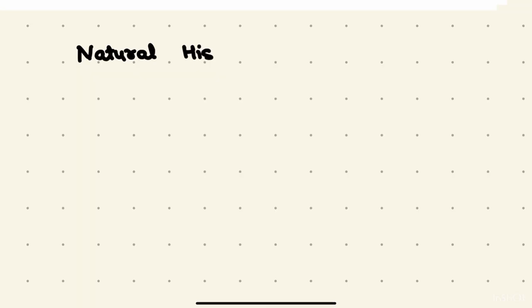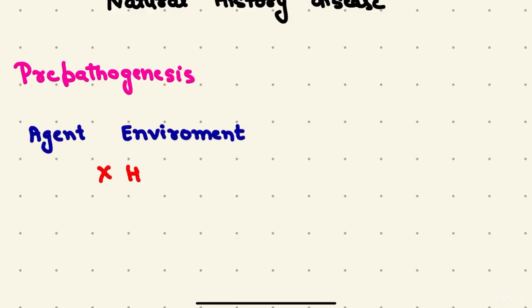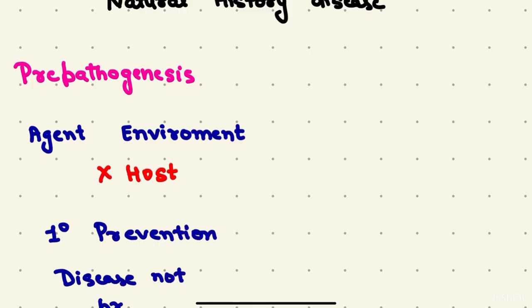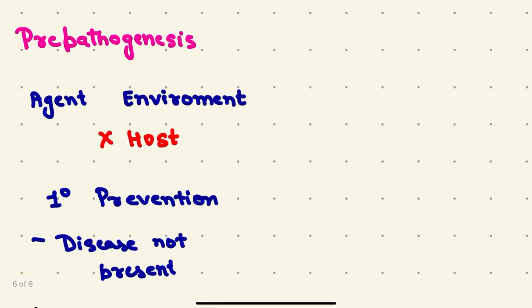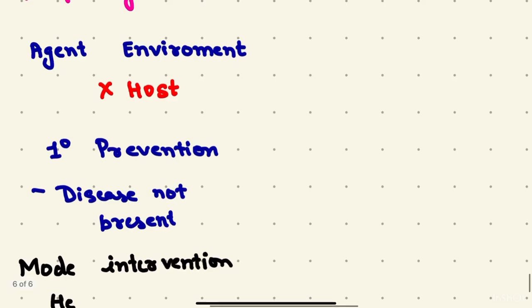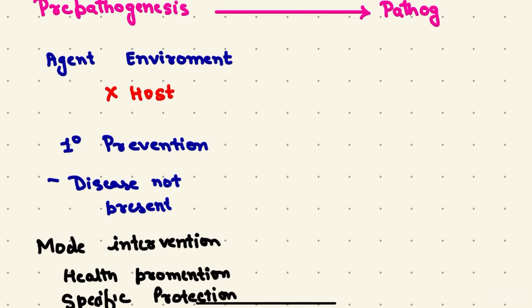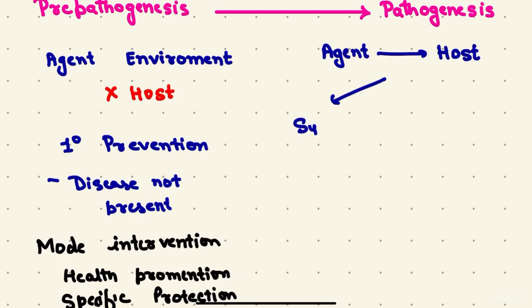Disease follows a course that is known as the natural history of disease. First comes the pre-pathogenesis phase, in which the agent is present in the environment. It has not yet entered the host. Mainly primary prevention we can do in this, as the disease has not yet occurred in the host. So the mode of intervention here is health promotion and specific protection. The next phase is the pathogenesis phase, where the agent has entered the host.